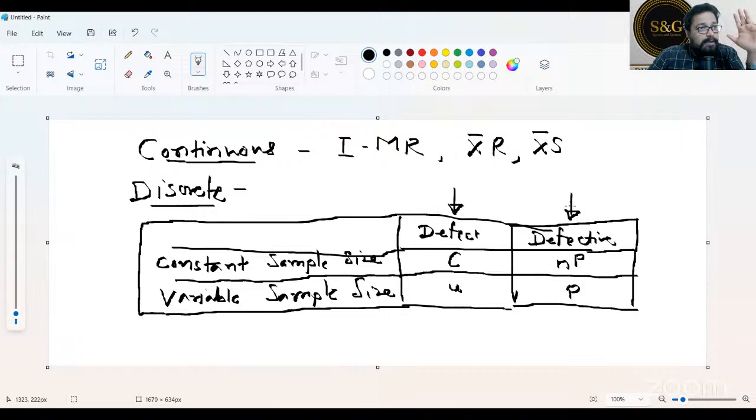Clear, everybody? If I'm getting the data of defects, I will use the first column. And if I'm getting the data in the defectives, I will use the second column. Clear, everybody? Just type yes in the chat box. So whatever data you have, according to that you have to decide which type of control chart you have to use. Clear? Any question in that?